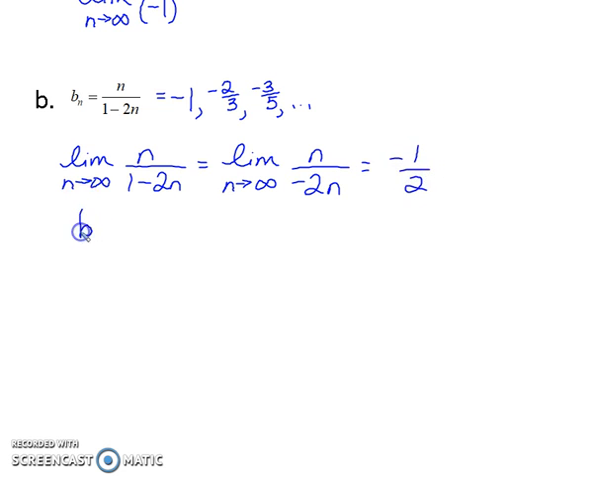So b sub n converges to negative 1/2, which means that if I kept writing out terms for b sub n, they would start to get closer and closer to a value of negative 1/2. So that's the beginnings of how we're going to determine convergence for sequences.